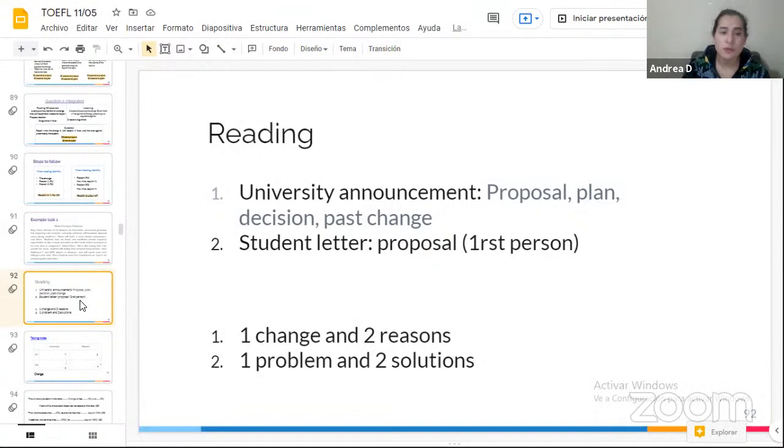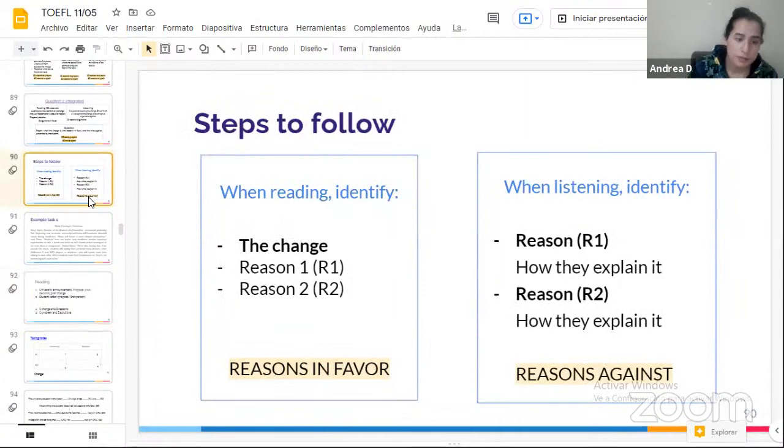The most common conversation type will be where the students are against the change, but that's not always the case. Sometimes they're in favor of it. So we'll be practicing with both so that you guys have an idea of how it works. So I think that's kind of it. Reading, listening, two reasons in the reading, two reasons in the listening. You just have to find what those are.